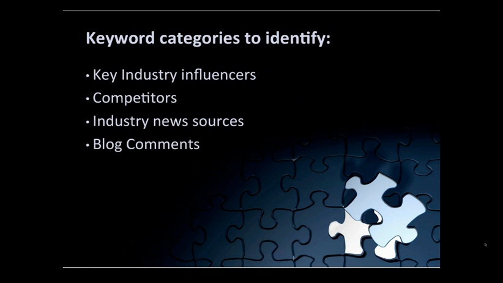You also want to do keyword categories to identify. So you want to come up with keywords within your industry that influence your customers. What are your competitors using? This means that you have to look at their websites and you have to have someone who can look at their code. And it's very easy to do. Anyone can do it. You just go to your competitor's website, right click, and then click View Page Source.